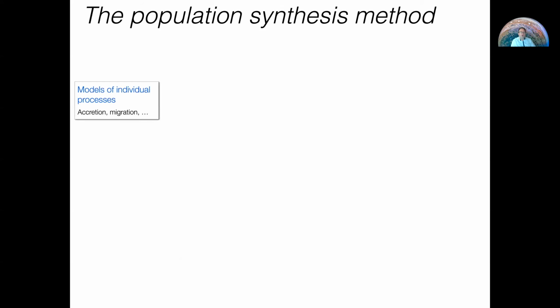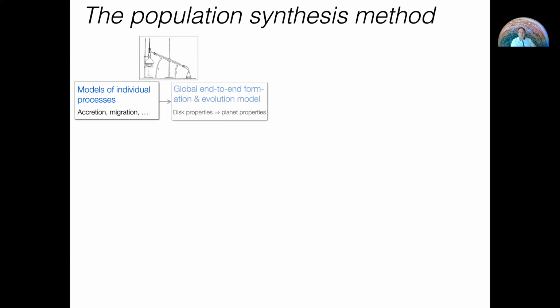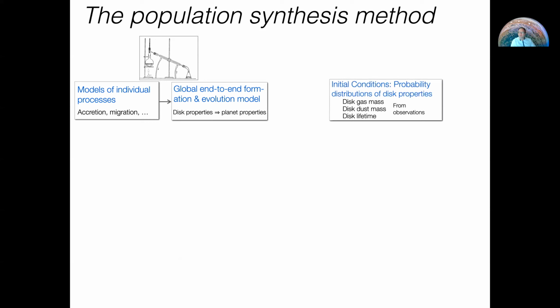So, as I said, we start with the models of the individual processes, and we try to use them to create a global end-to-end formation and evolution model, which can directly predict planetary system properties based on disk properties. This is the most important ingredient. The second most important are the initial conditions.